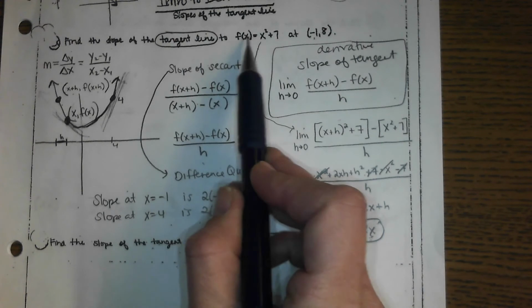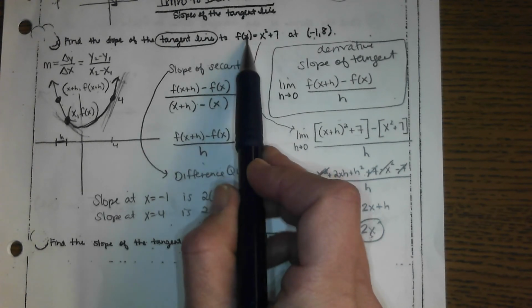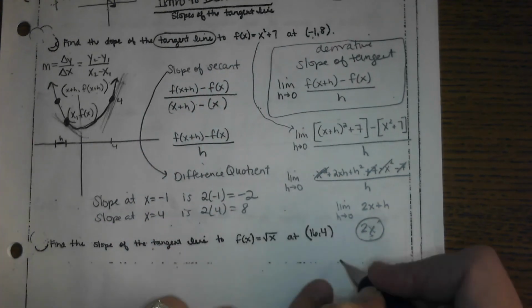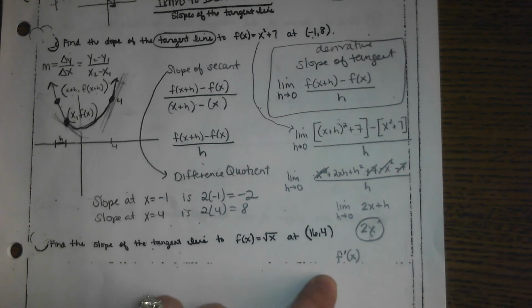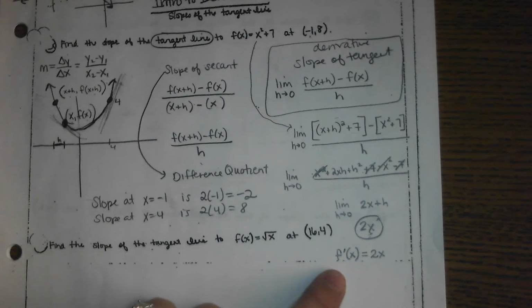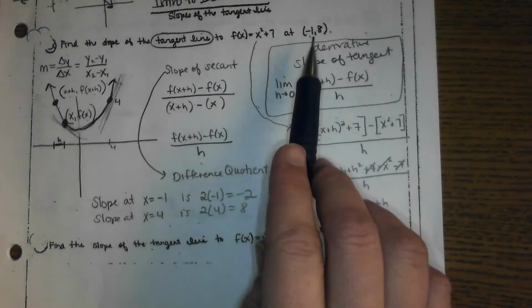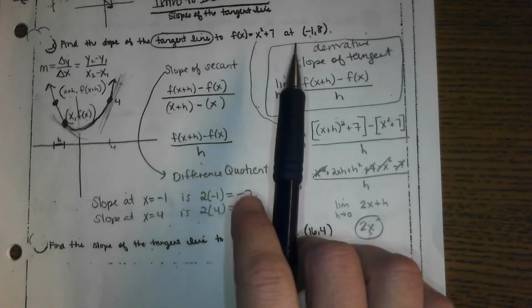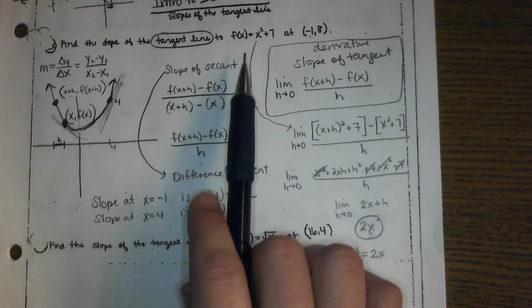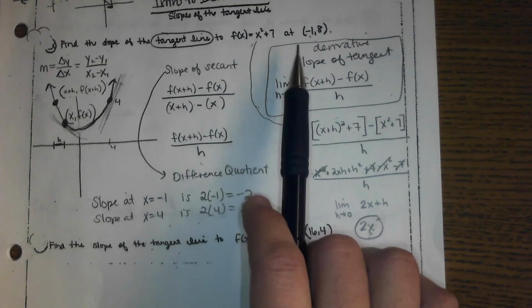If the function notation is f of x, the derivative of the function notation is f prime of x, is how you would read that. So f prime of x in this case is 2x. And so what we were asked to do was to find the slope of the tangent line at (-1, 8). That's the same as if we were asked to find the slope of the function at negative 1.